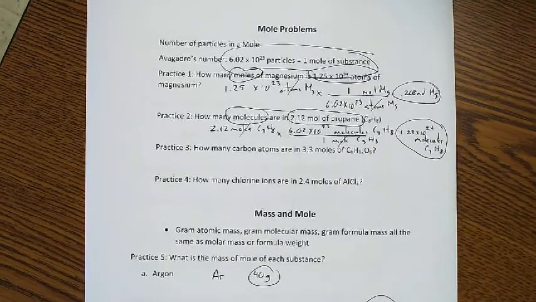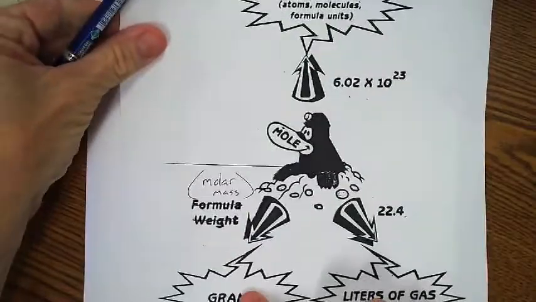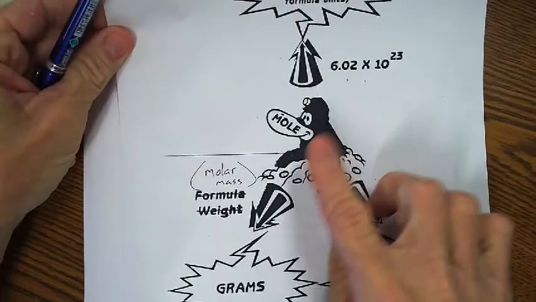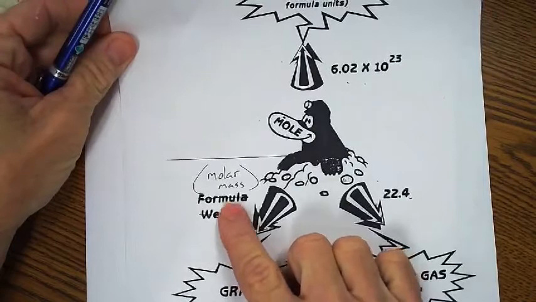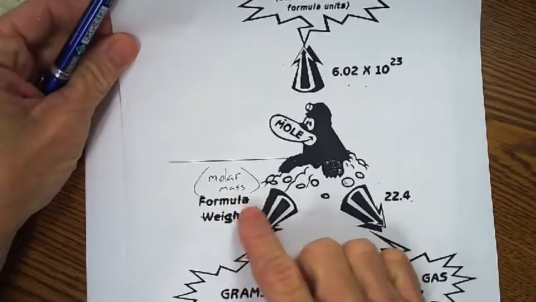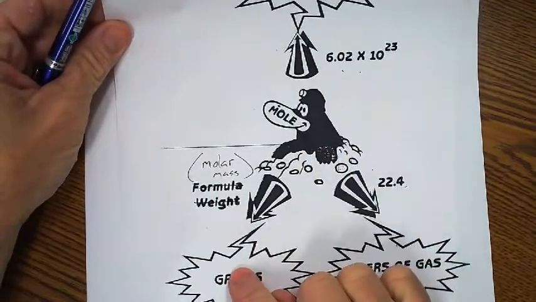Now we're going to talk about the relationship between mass and mole. We're going to go from moles to mass, and in your mole map, it says formula weight. I always mark that out. Formula weight means molar mass or atomic mass. It's the same thing, so I always say molar mass. So if you're going from moles, you want to know what a mole weighs.